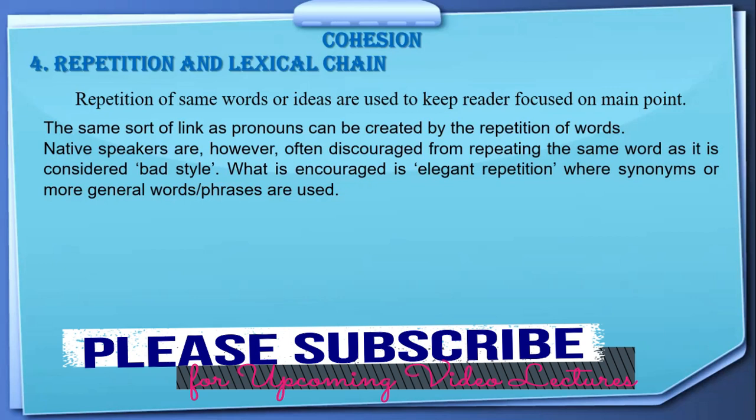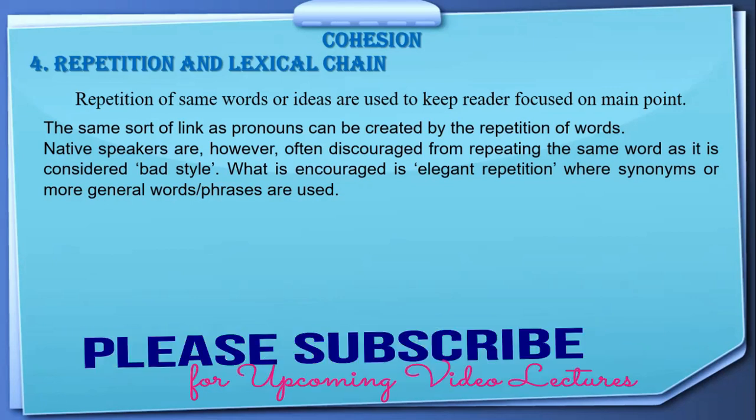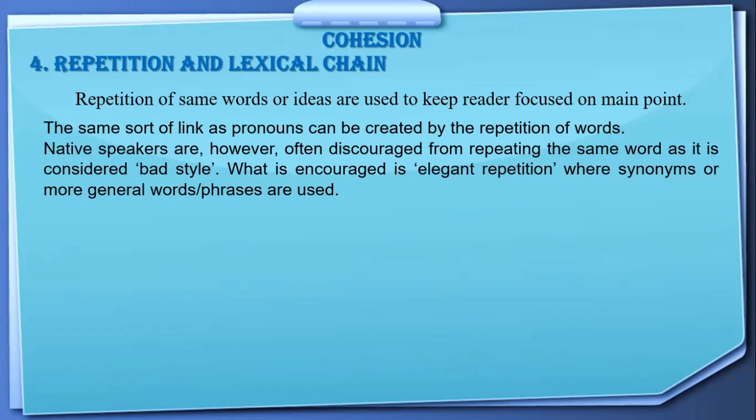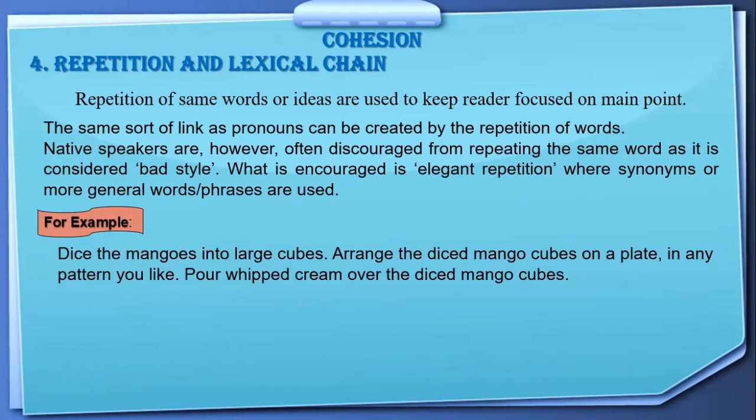So when we talk about the repetition of words in the text, that is actually known as bad style. Sometimes we use synonyms or other phrases and words in the same place. For example, dice the mangoes into large cubes. Arrange the diced mango cubes on a plate in any pattern you like. Pour whipped cream over the diced mango cubes.